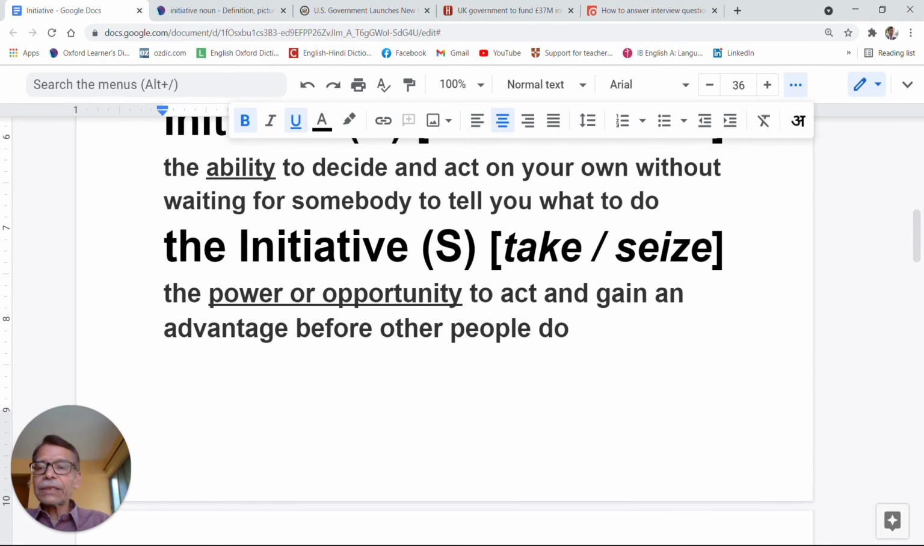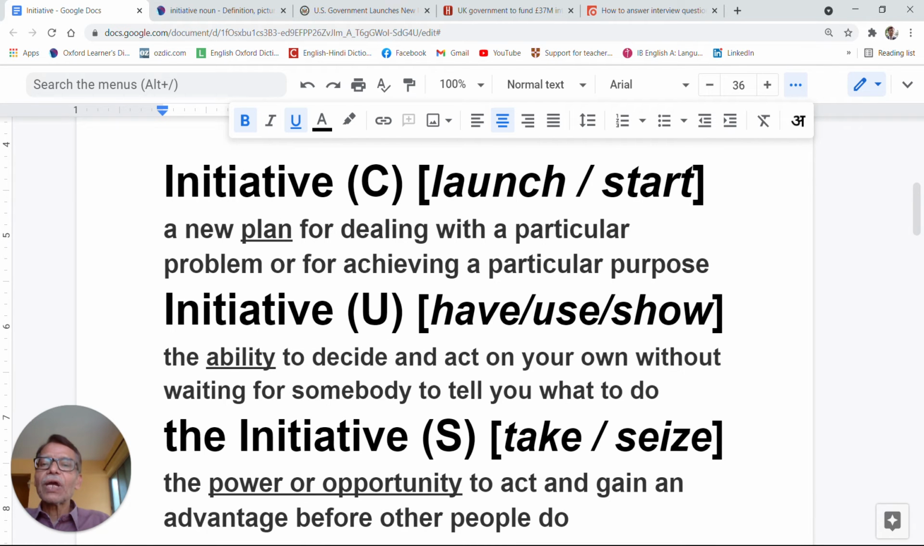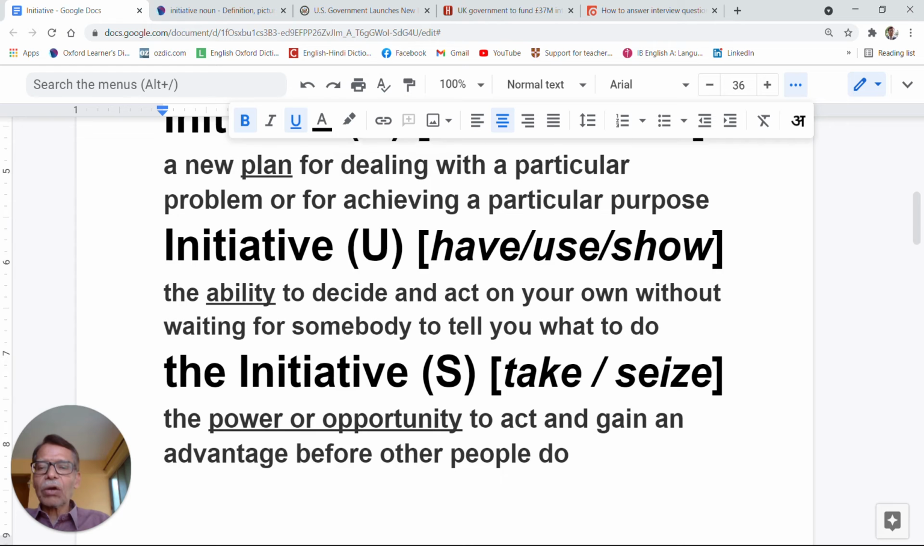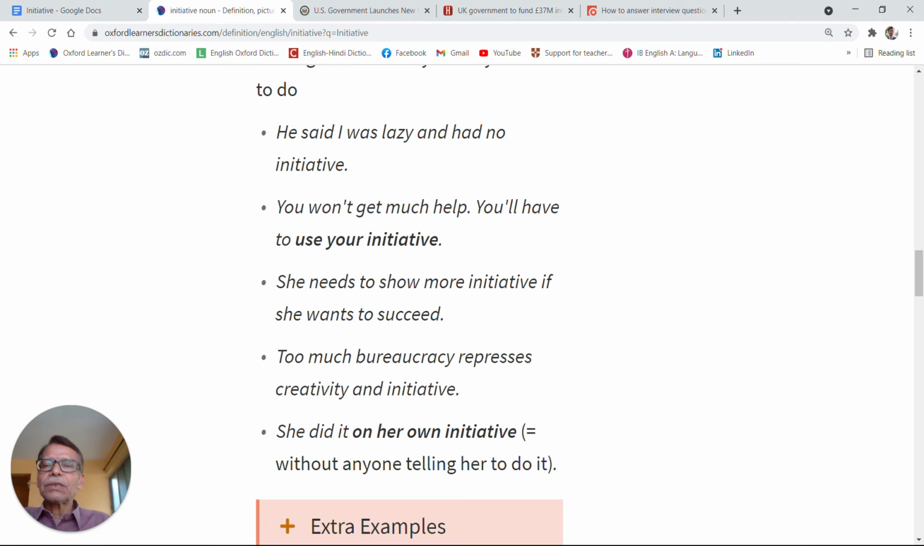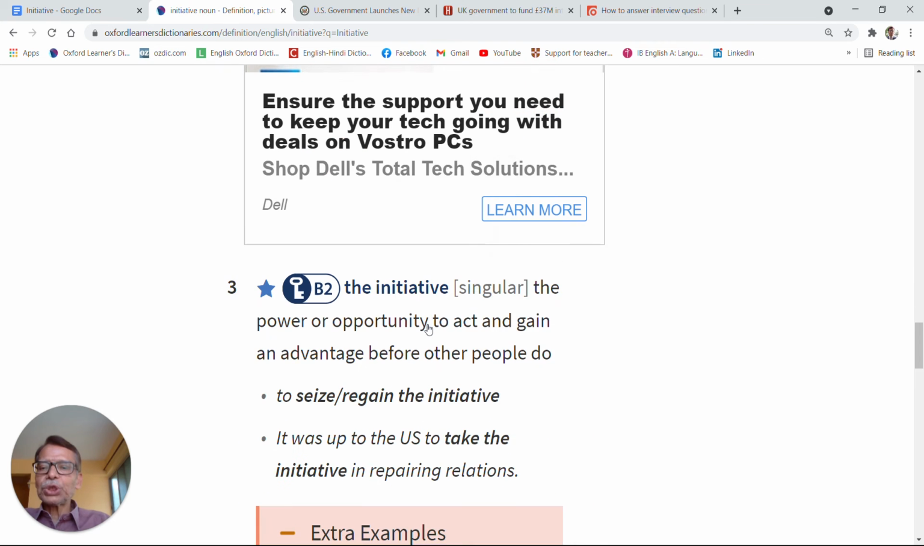The third category is the initiative, neither singular nor plural. Okay, neither countable noun nor uncountable, but it collocates with a singular form of verb. That is why S here. And the only verbs collocating with it is take, seize, etc. The initiative. Now look at first of all the definition.